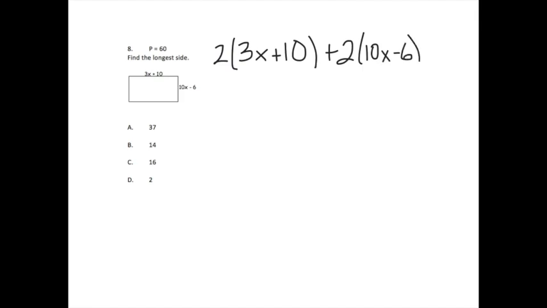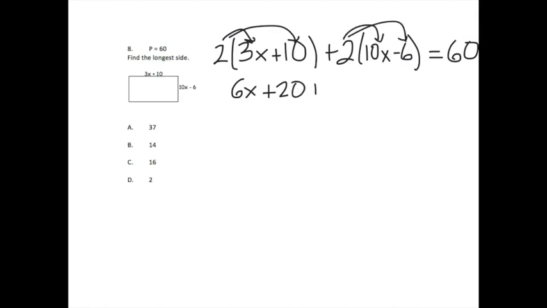Now, we must remember that we have a length of 3x plus 10, but we have 2 of these. And then we're going to add 2 widths. So 2 times 10x minus 6. And that's the perimeter, which equals 60. So the first thing that we need to do is distribute. In this case, I'm going to get 6x plus 20. And then distribute this one plus 20x minus 12 equals 60.